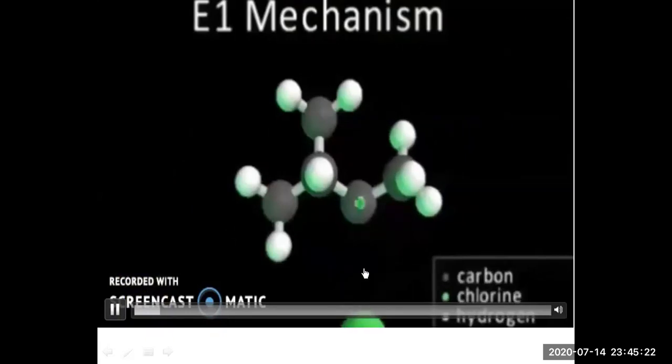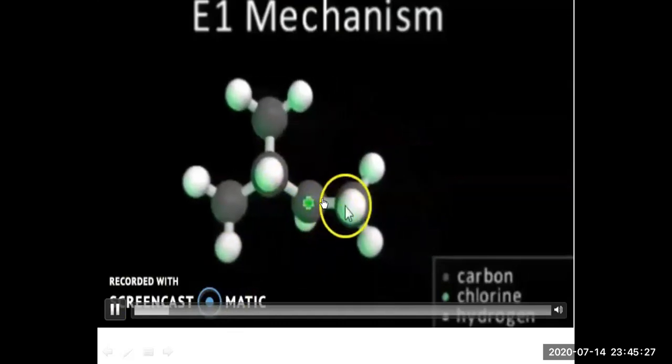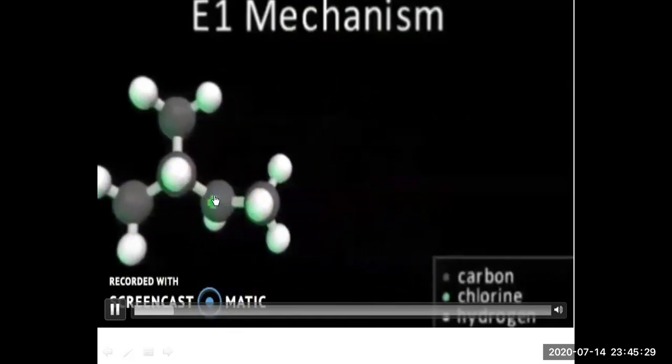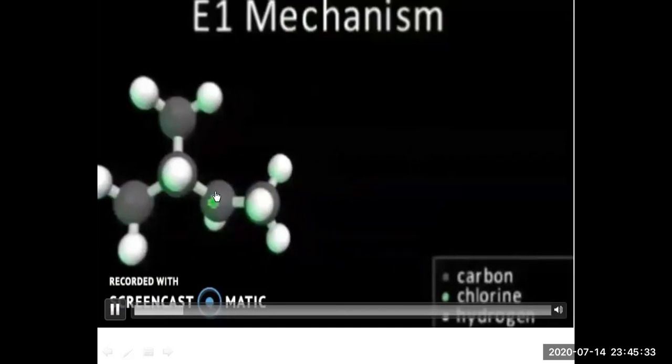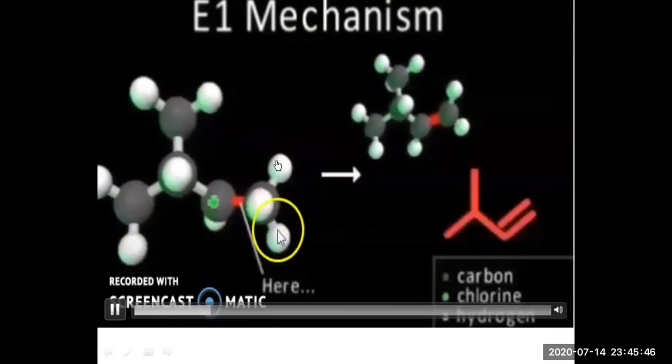So if this is a leaving group, sp3 is converted into sp2. Now there is a positive charge on this particular carbon, and now the base will come to this particular carbon. This is beta, this is beta. So how will these reactions occur? Now hydrogen can be lost from here, hydrogen can be lost from here. So two possibilities are there.